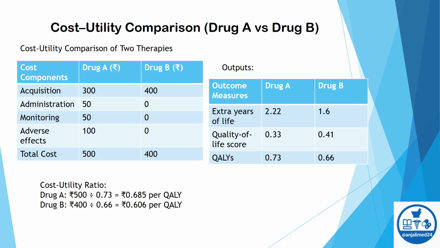To understand which drug provides better value, we calculate the cost per QALY. Drug A costs around 685 rupees for each QALY gained, while drug B costs about 606 rupees per QALY. This comparison helps decision-makers determine which therapy offers more health benefit for the money spent.